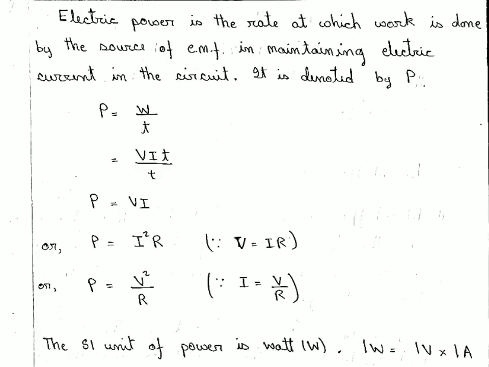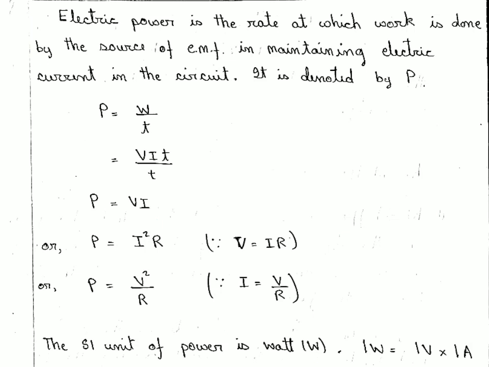Now we come to the definition of electric power. Electric power is just the rate at which work is done by the battery in maintaining electric current in the circuit, and it is denoted by P, and P is equal to W by T. Now W, the work done in maintaining current in the circuit, is equal to VIT, so we have P equal to VIT divided by T, and you cancel T and T, you'll get VI. Therefore P is equal to V into I.